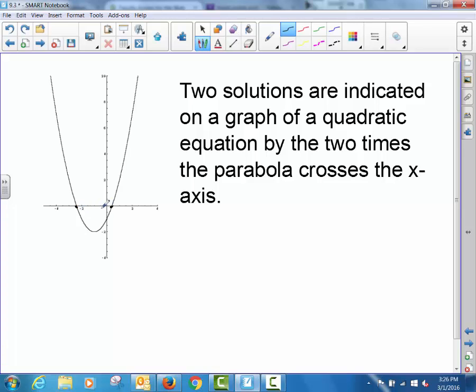So your answer on this one, let's say this is a 2, that means this is 1. So your answer would be x equals 0.5, and the other one would be x equals negative 2.5. So those would be your 2 answers for this one.